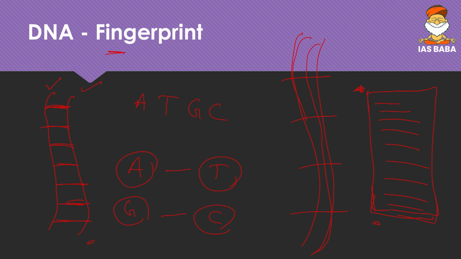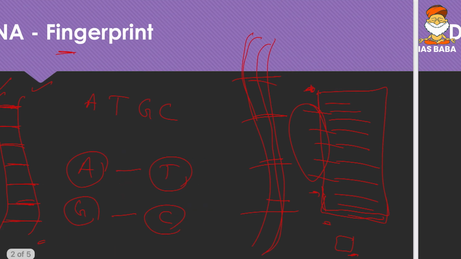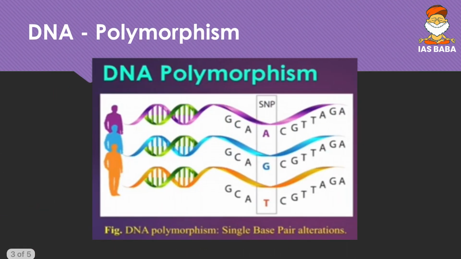And DNA fingerprint can also be used to store some selected DNAs in a sequence and use it for any other databases. So the process of arranging these genes, which are cut into small pieces, into ascending order, or storing some selected genes, that is your DNA fingerprint. So the process is called DNA fingerprinting. Now coming to DNA polymorphism.